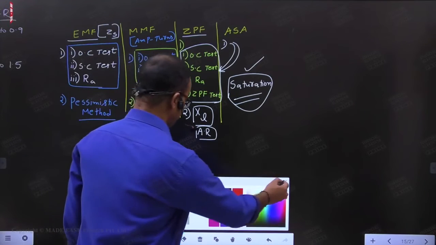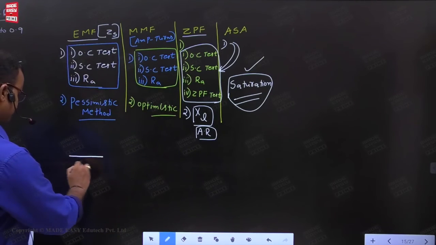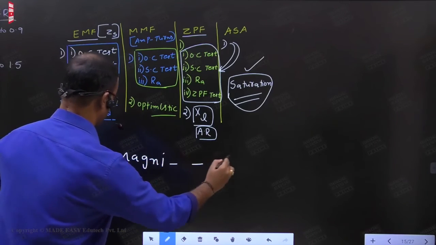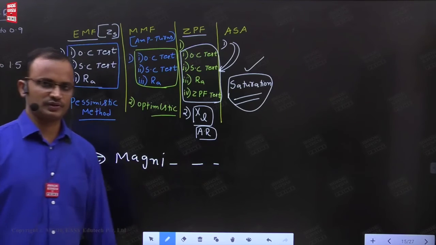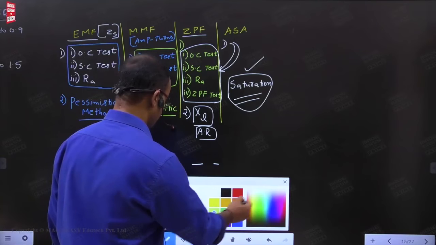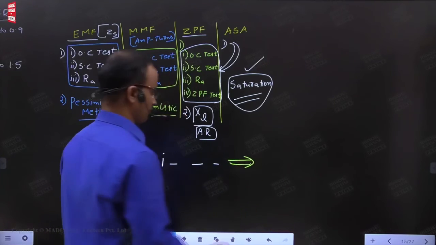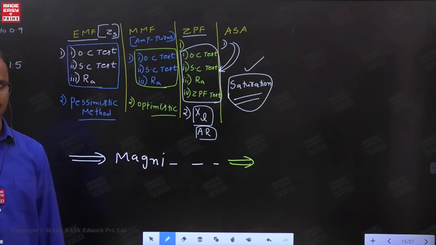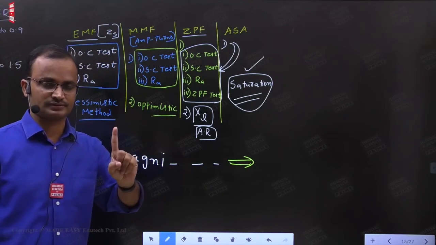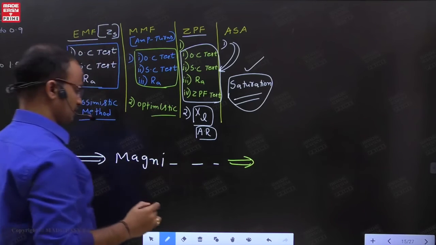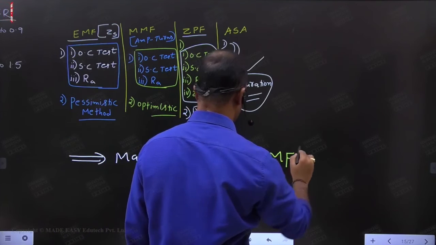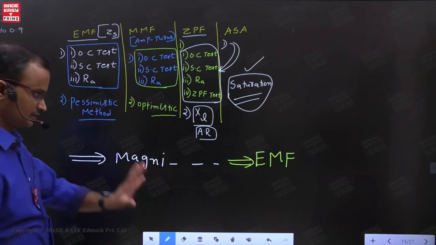Come to one more point. In the objective questions, they give a statement with respect to magnitude: out of all these methods, in which method is the highest regulation obtained? I'm stressing magnitude, not accuracy. Accuracy I will discuss in the next step. In terms of magnitude, the highest regulation is obtained in the EMF method.